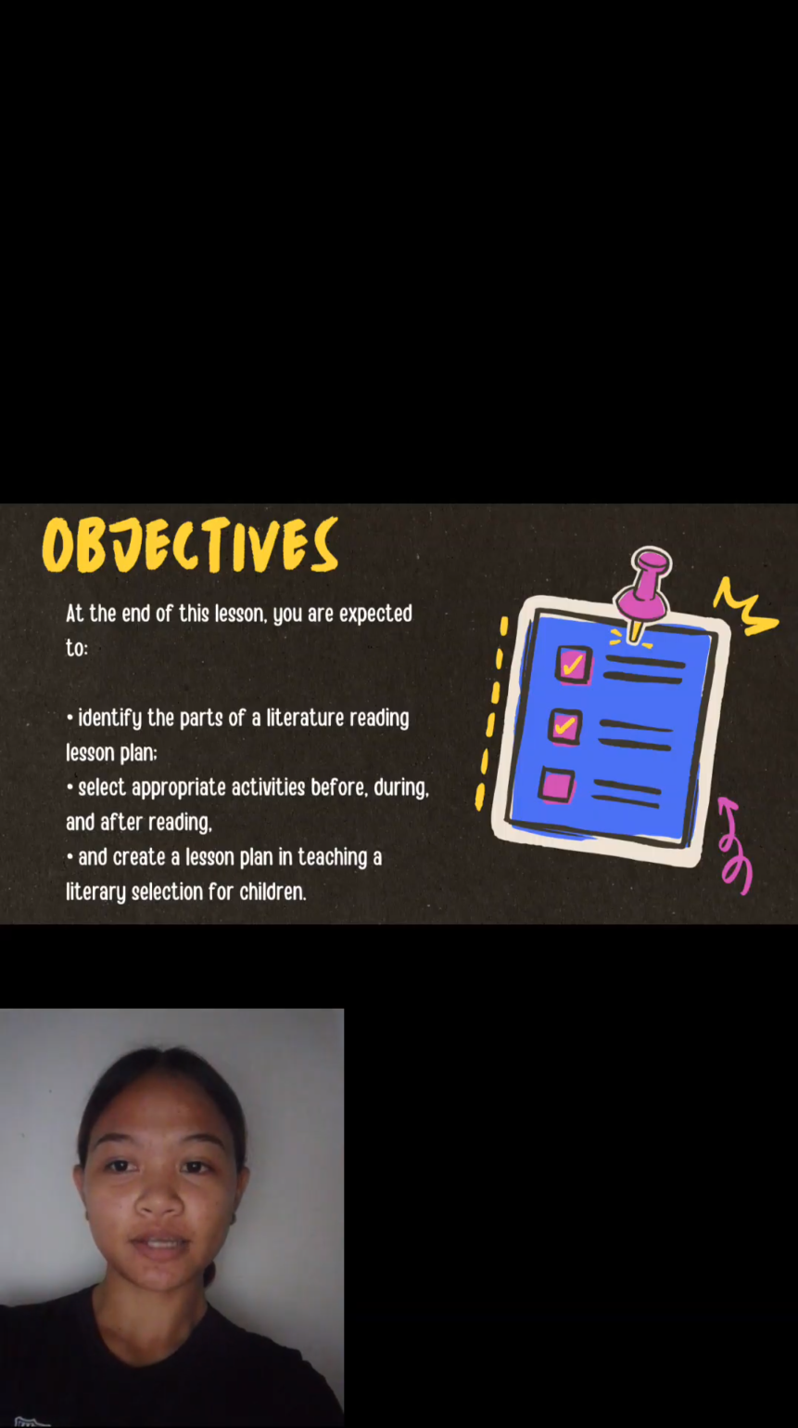Is identify the words of literature, reading the lesson plans, cycle 1, select appropriate activities before, during, and after reading. Third one, create a lesson plan in teaching literary selection for children.